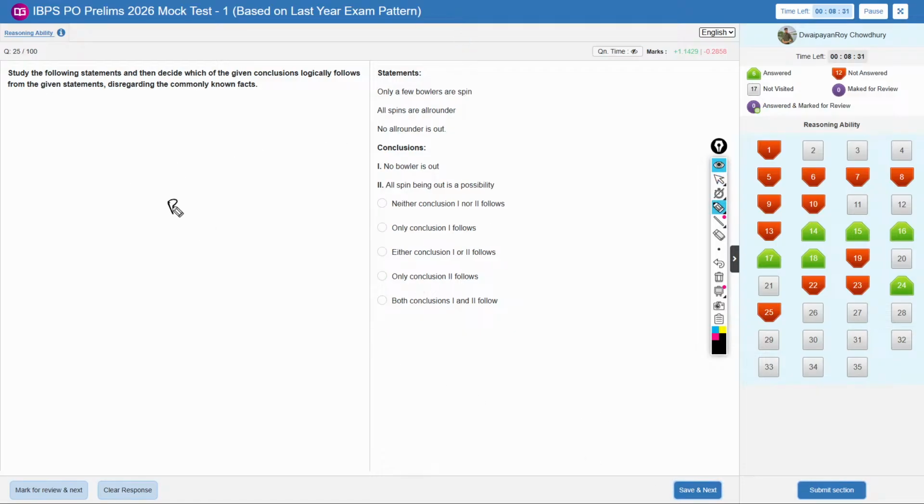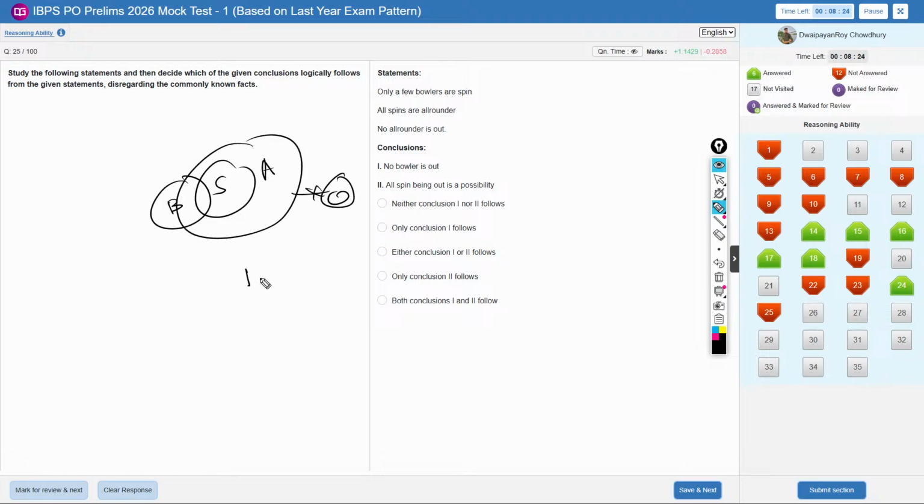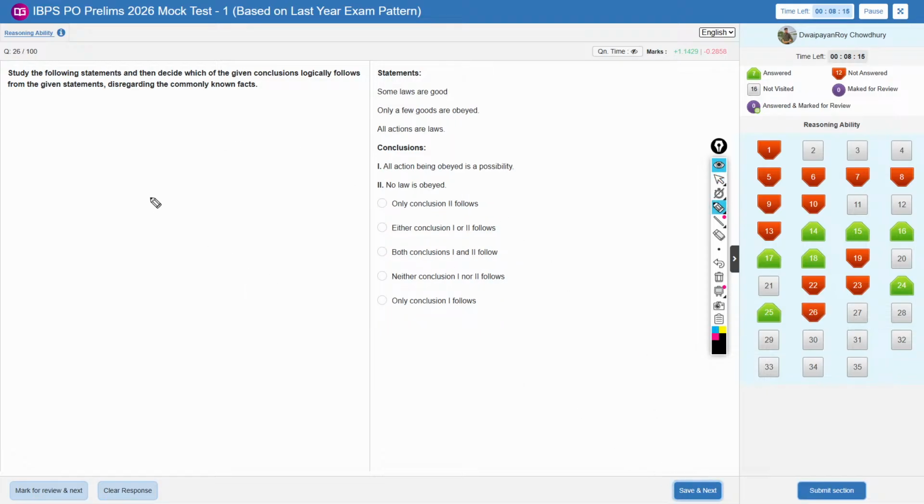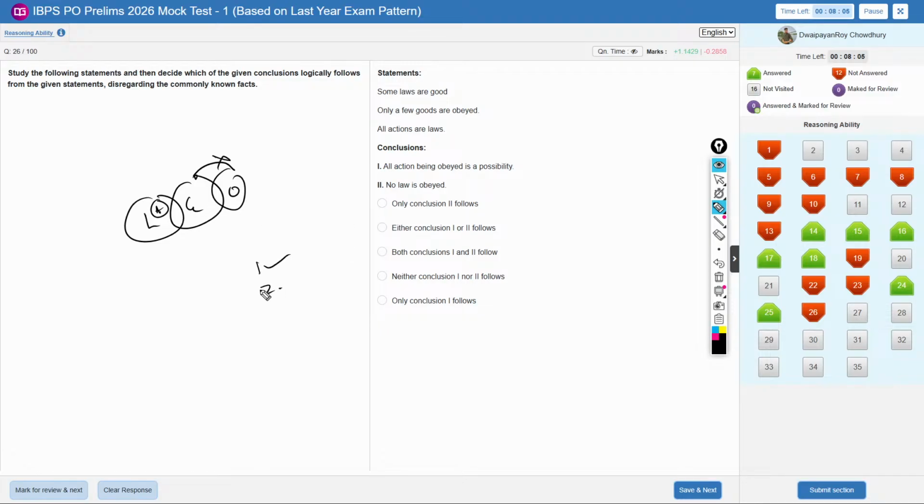Only a few bowlers spin, all rounder, no all rounder out, no bowler out, all spin being out is not a possibility. So neither follows. Some laws good, only a few good obeyed, all action law, all action being obeyed is a possibility. No law is obeyed, so only one.